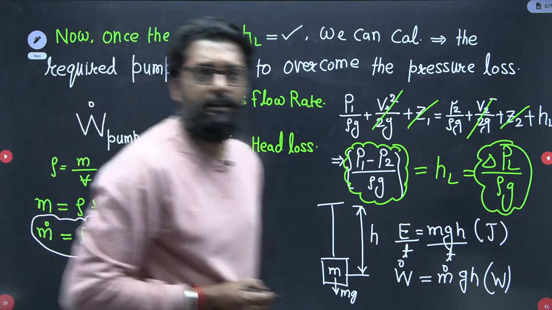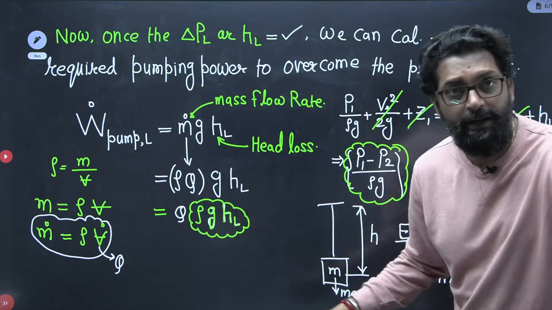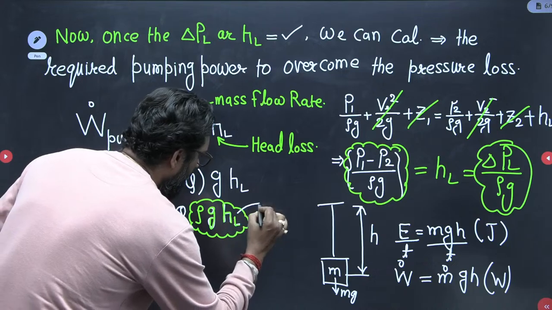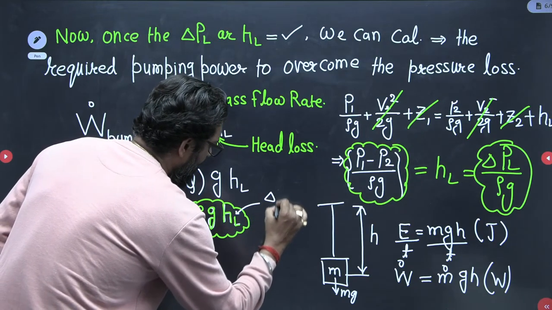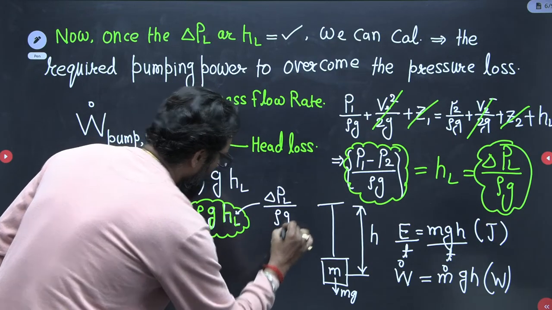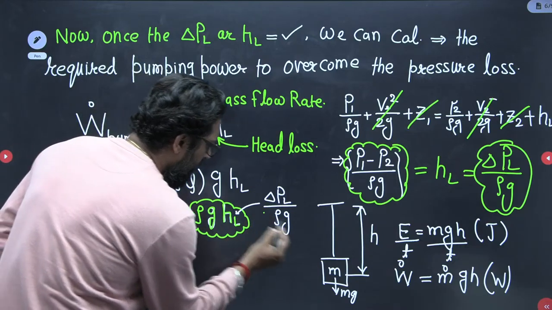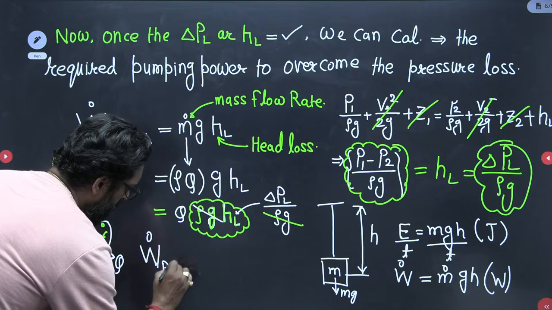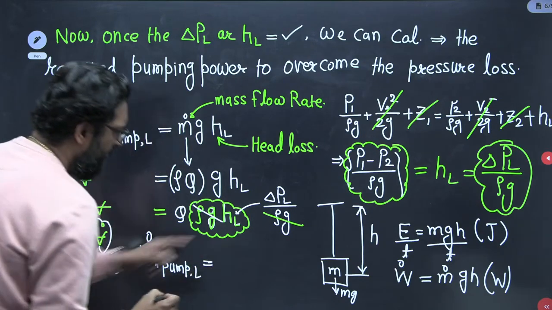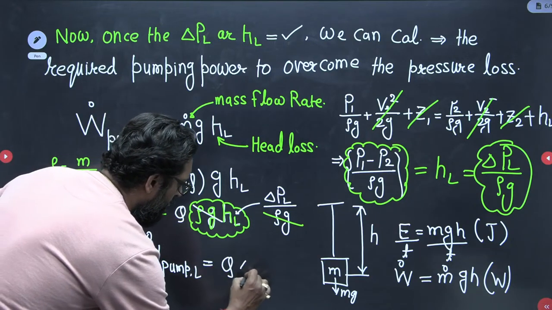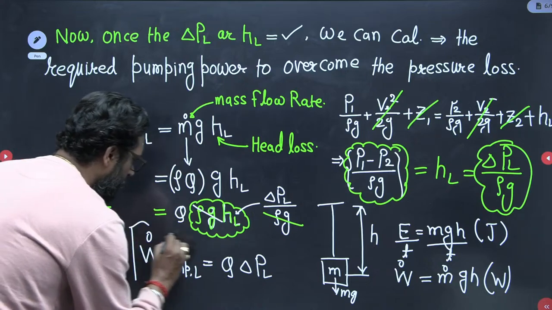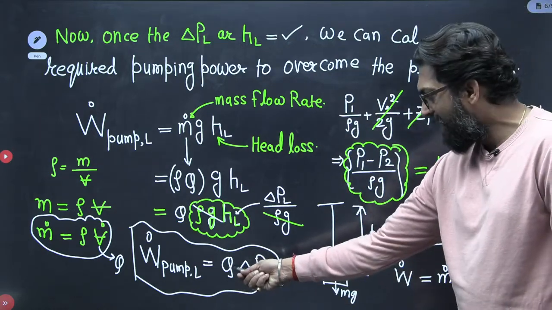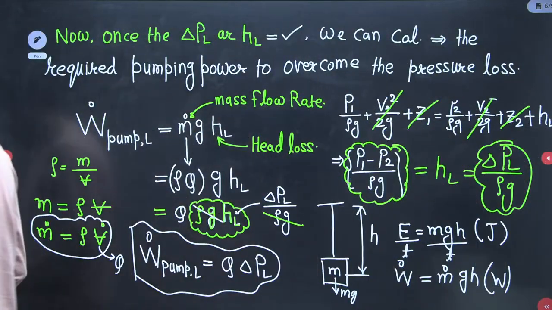Now beta, rho g h is what? Rho g h is your pressure, and this is a loss. What is HL? HL is your delta PL divided by rho g. So this rho g and this rho g cancel out. So the pumping power required due to the loss is your Q, discharge, into pressure loss. That's it. Clear? If you require the pumping power to design the pipe, it is discharge into loss in pressure.